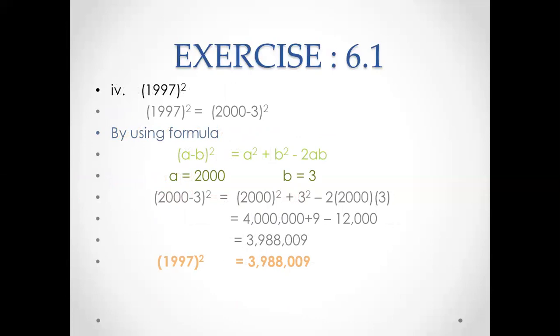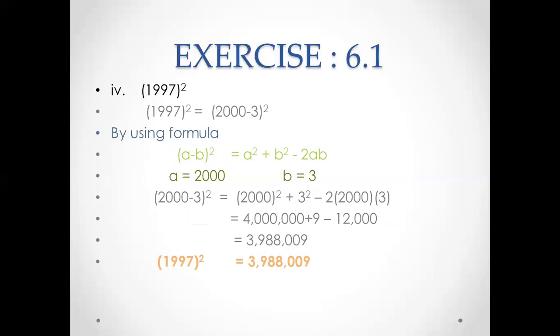1997 whole square. Now there are four digits in the question, 1997. So we subtract 2000 minus 3. 2000 minus 3 whole square. When we take the formula a minus b whole square, a square plus b square minus 2ab. According to our question again, a is 2000 and b is 3. So we put the values according to the formula.